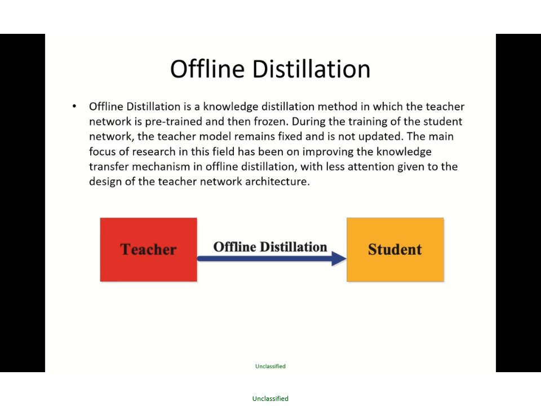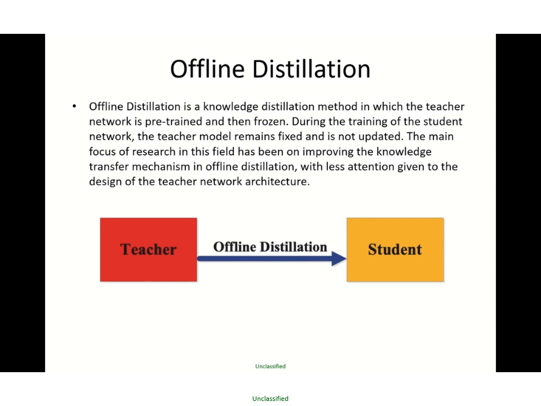I will start with offline distillation. Offline distillation is a knowledge distillation method in which the teacher network is pre-trained and then frozen. During the training of a student network, the teacher model remains fixed and is not updated. The main focus of research in this field has been on improving the knowledge transfer mechanism in offline distillation, with less attention given to the design of the teacher network infrastructure.